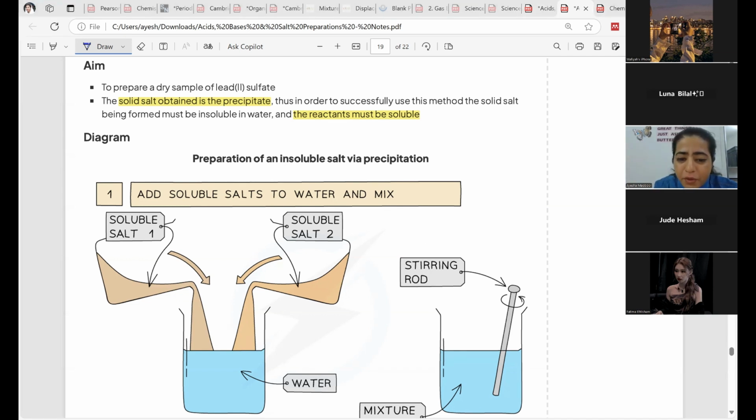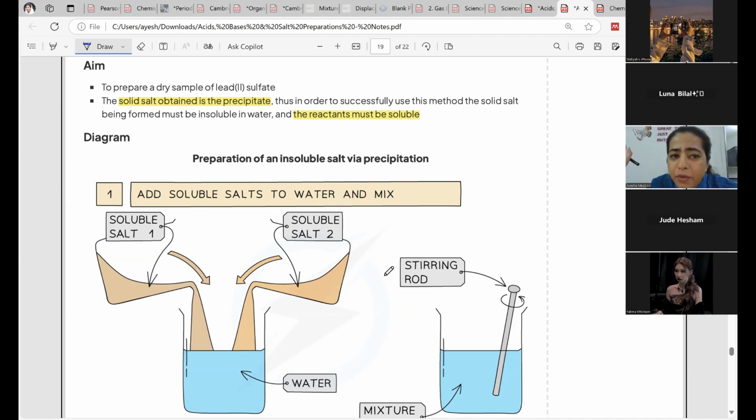Don't get confused in this method. Don't add the sulfuric acid or any other alkali or something over here, because acid and alkali was a separate method. Acid we are using in the case of the soluble salt method, not in the insoluble salt method.